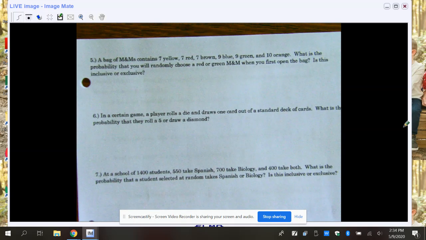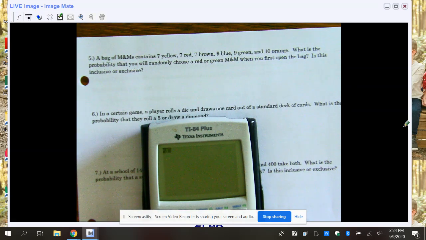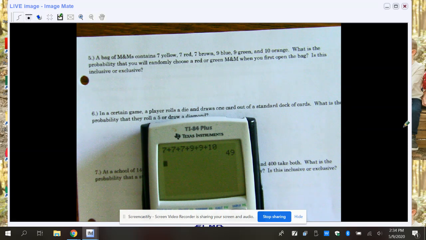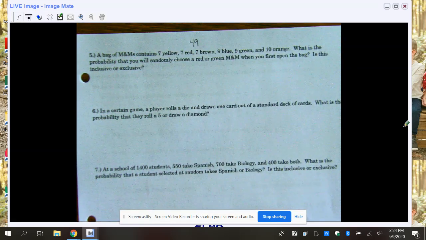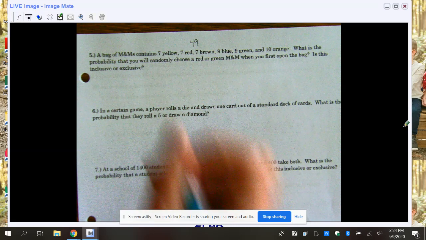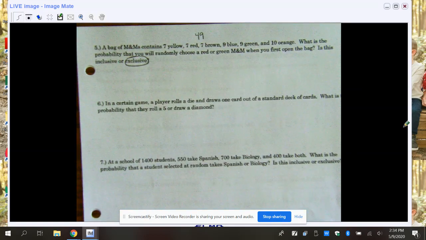So this next example says a bag of M&Ms contains 7 yellow, 7 red, 7 brown, 9 blue, 9 green, 10 orange. So first let's find the total here. So 7 plus 7 plus 7 plus 9 plus 9 plus 10 is 49. So there's 49 M&Ms. I want to know the probability that I choose either red or green. Okay, well, I can't pick a green M&M that's also red or vice versa. So that means that these are exclusive. There's not going to be an overlap.